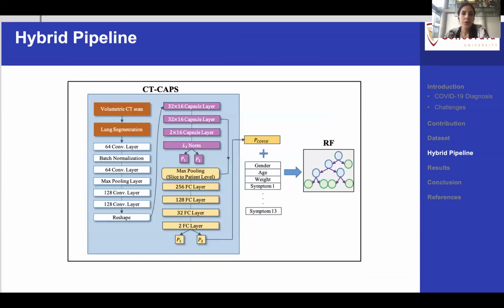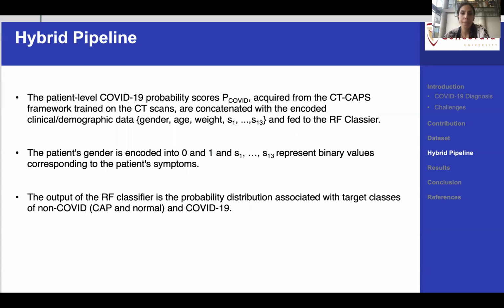This figure here shows the pipeline of our hybrid model. The input to this model are volumetric CT scans whose lungs are first segmented, and the images are fed through several layers of convolutional, capsule, pooling, and fully connected to get the probability of COVID-19 being present from the CT scans. This probability is then merged with some clinical data such as gender, age, weight, and 13 symptoms that are finally fed to a random forest classifier to make the final decision.